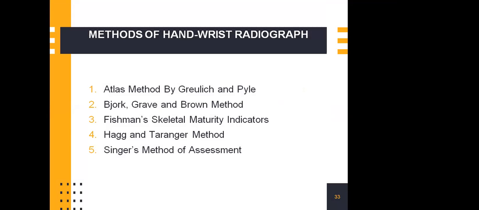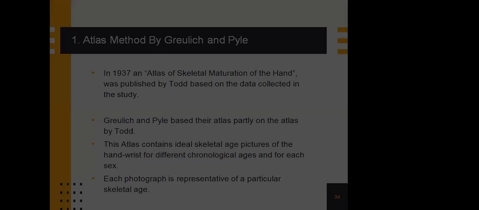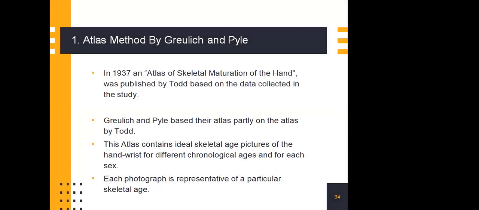Now moving on to different methods of hand and wrist radiograph. The first is the Atlas method by Greulich and Pyle. Next is the Björk, Grave and Brown method, the Fishman's skeletal maturity indicator, Hägg and Taranger method, and finally the Singer's method of assessment. Moving on with the Atlas method of Greulich and Pyle.